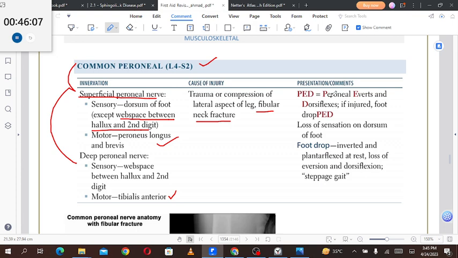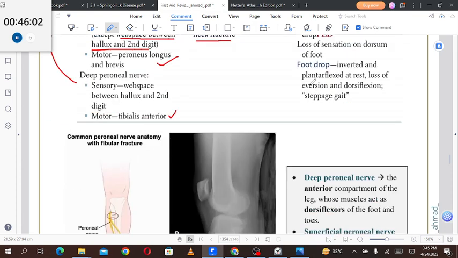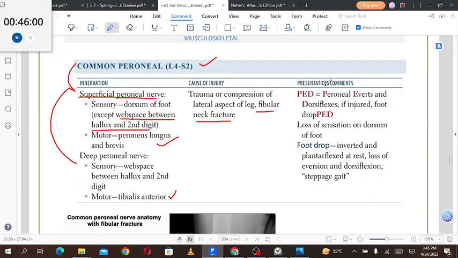Presentation: PED, peroneal everts and dorsiflexes. There is also a mnemonic for the tibial nerve, which we'll see later on. So PED means the peroneal nerve everts and dorsiflexes, and if injured, the foot drops. So there will be no PED, so there will be foot drop. Do you remember anything in the upper limb that was causing wrist drop? That was radial nerve damage. Radial nerve damage in the upper limb causes wrist drop, and common peroneal nerve damage in the lower limb will cause foot drop, right?